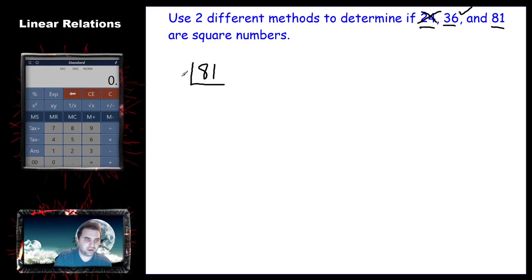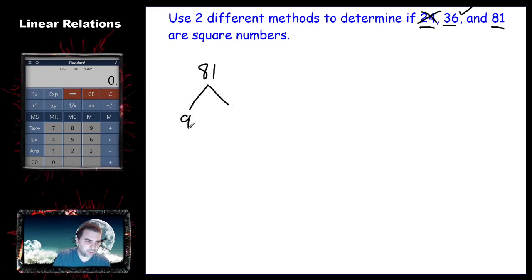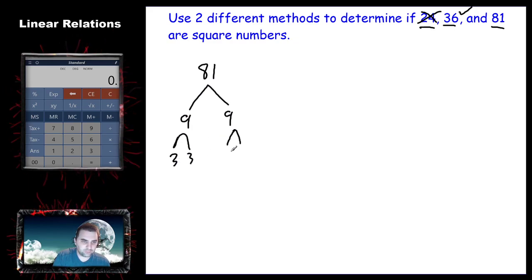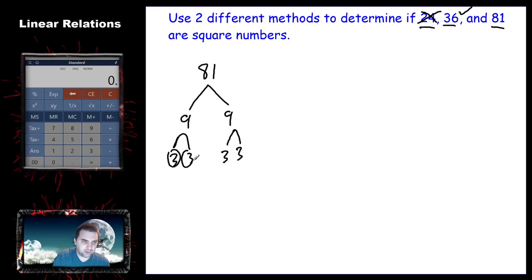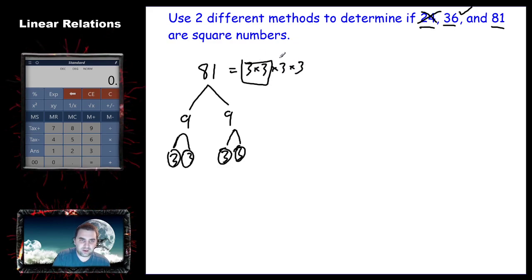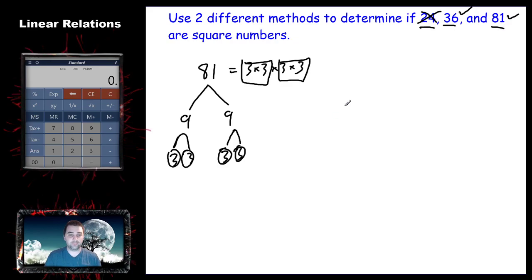I can break 81 down. Well, I kind of already did it with the tree method, so let me do that again. 81, I break down to 9 and 9. The 9 and 9, I break down to 3 and 3. And those are all at the final stages. So 81 is 3 times 3 times 3 times 3. So I have a pair and nothing left over. So yes, 81 is a square number.